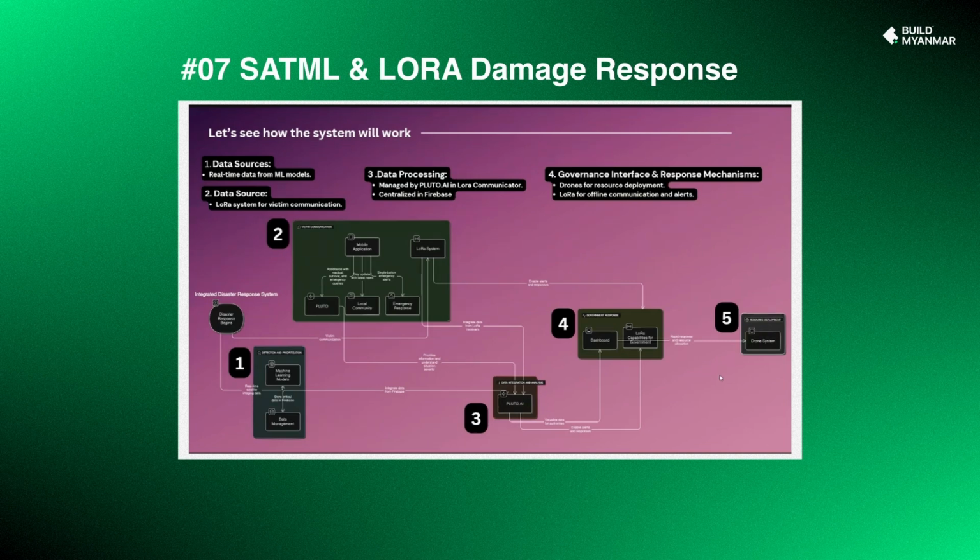Third, this whole data is then processed with Pluto AI as a LORA communicator, where all the data is stored in a centralized system on Firebase, based on which decisions can be made on where the rescue and operation prioritization should take place. And fourth, governments use an inference and response mechanism such that automated drones can be used to deploy the resources. We have also created our automated drones, which we will show next.